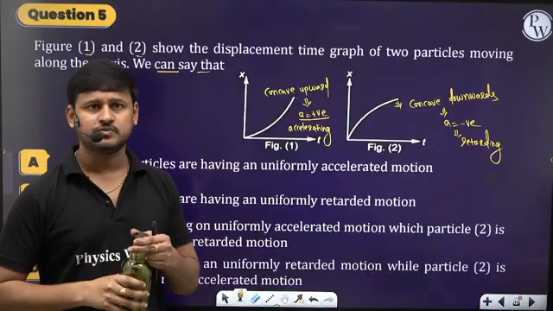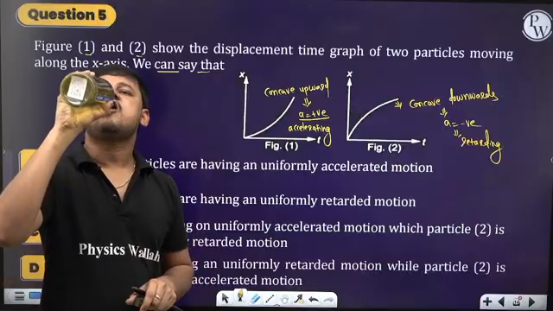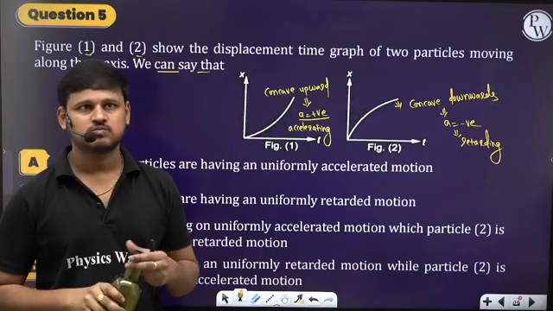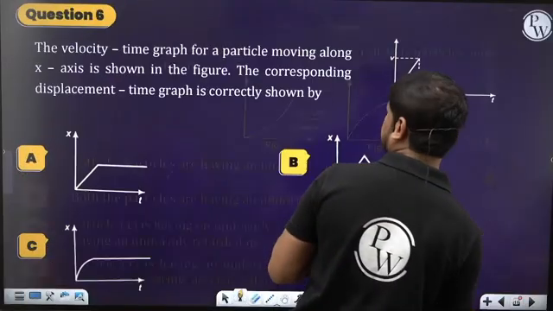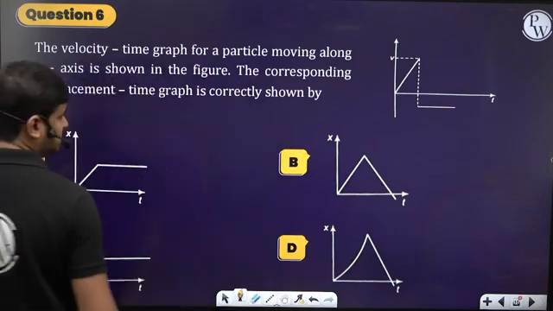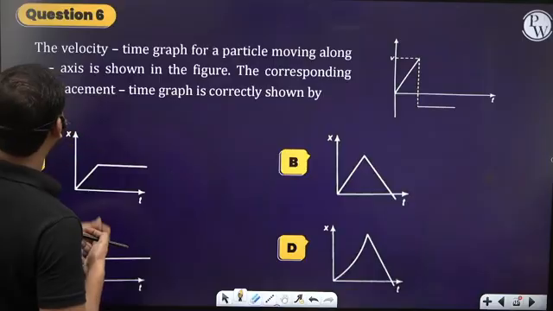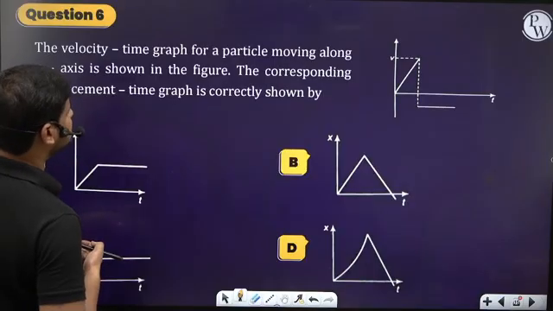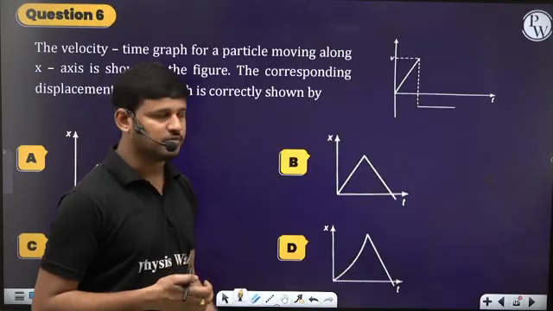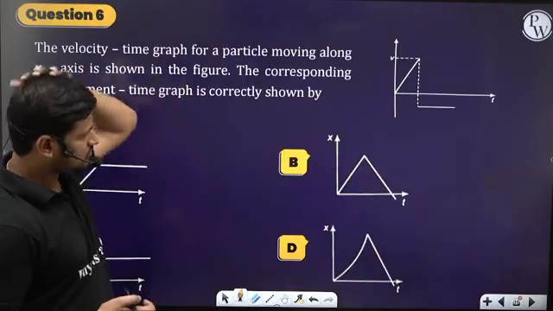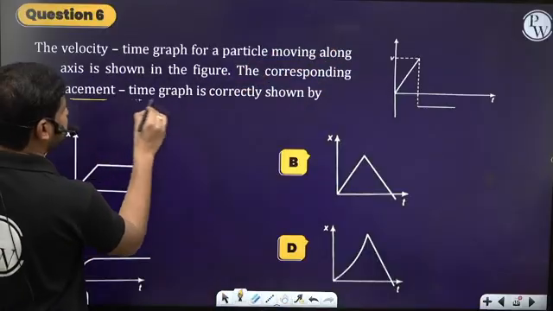So just note this down. Chalo, let's take one more question. The velocity-time graph of a particle moving along the x-axis is shown in the figure. So the corresponding displacement-time graph. This is the conversion they are talking about. See here, the velocity-time graph is given, so we have to find its respective displacement-time graph.